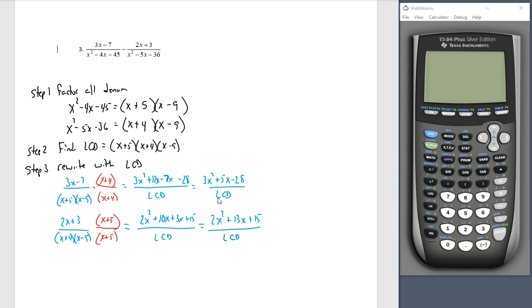Now, since we have the least common denominator, we have them rewritten. As we go back up here, we'll write this as 3x squared plus 5x minus 28 minus 2x squared plus 13x plus 15, because they're both already over the LCD. All right. Let's not forget step 4. I'm going to throw that up here.